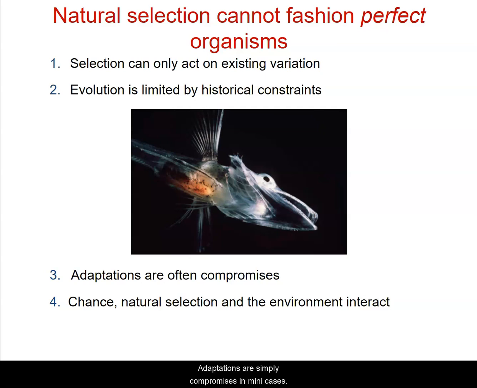Adaptations are simply compromises in many cases. We can look at some of these deep sea fishes, which are very strange looking. But it's an accumulation of different types of adaptations to live under high pressure environments, to live under low light environments. The idea of evolution is not to create perfect organisms. That is not what evolution is. Evolution is the ability to survive and reproduce in an environment. And clearly, the fourth point here is the key. Chance, natural selection, and the environment interact to create adaptations to allow individuals to be fit.